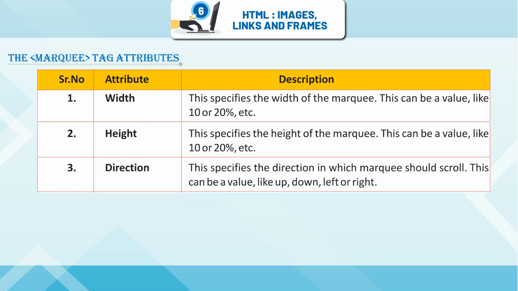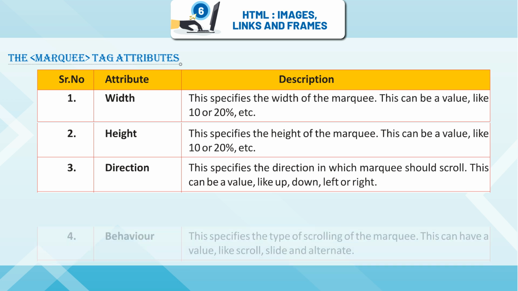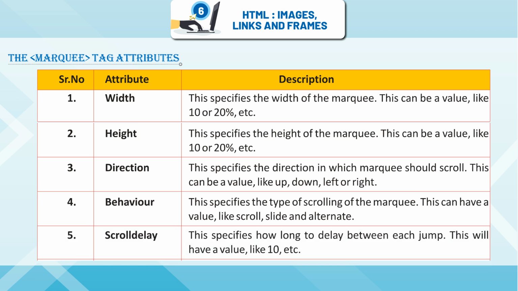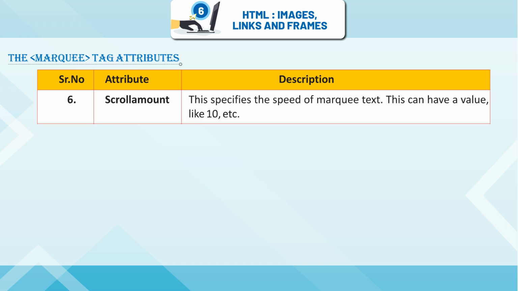3. Direction. This specifies the direction in which the marquee should scroll. This can be a value like up, down, left or right. 4. Behavior. This specifies the type of scrolling of the marquee. This can have a value like scroll, slide and alternate. 5. Scroll delay. This specifies how long to delay between each jump. This will have a value like 10, etc. 6. Scroll amount. This specifies the speed of the marquee text. This can have a value like 10, etc.